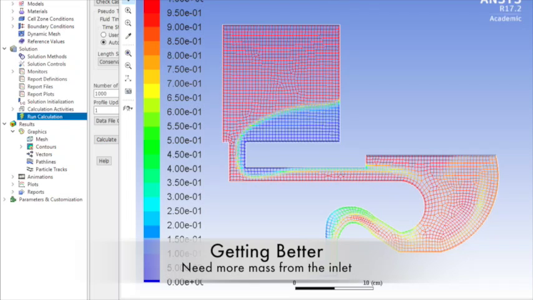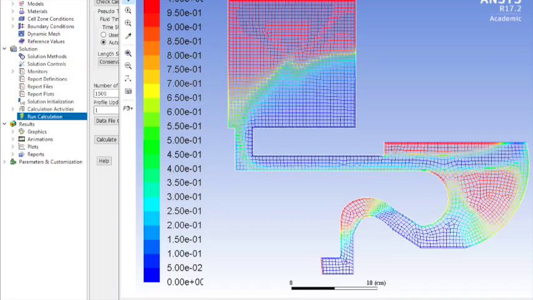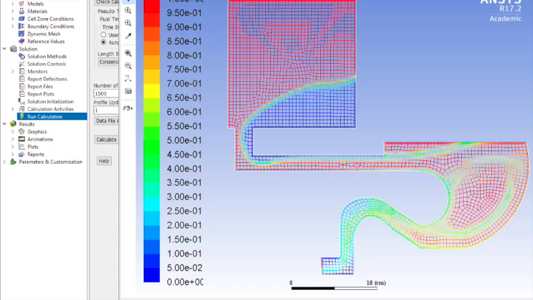These animations were generated by recording every 5th iteration of the phase contours. What you have been looking at on a color scale from red to blue is the percent phase of air. 100% air is red and 0% air is blue.